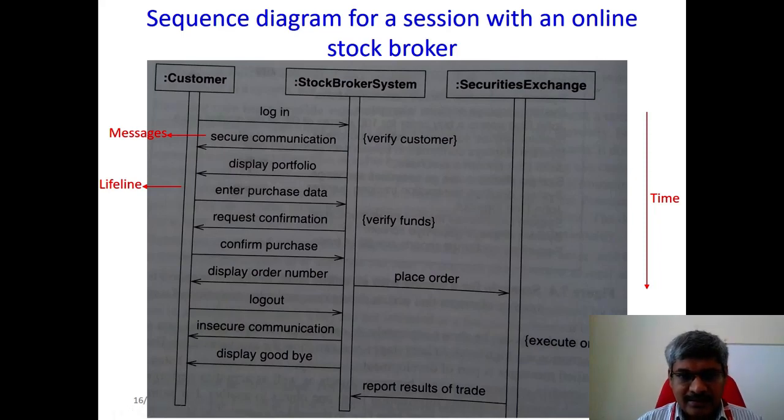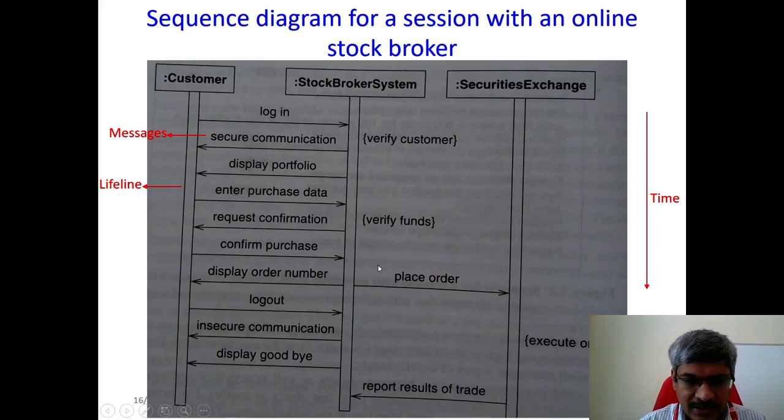And then the stockbroker system places the order into the securities exchange, which also acts as an actor in this case. It also displays the order number. So here some concurrent messages are happening: the stockbroker system is sending one message to the customer and placing another message to the securities exchange.